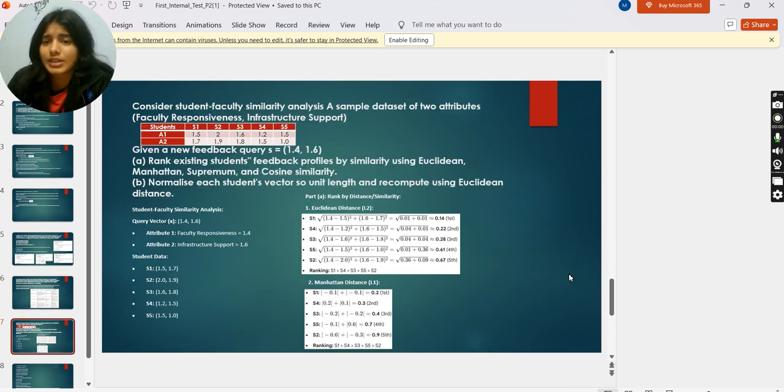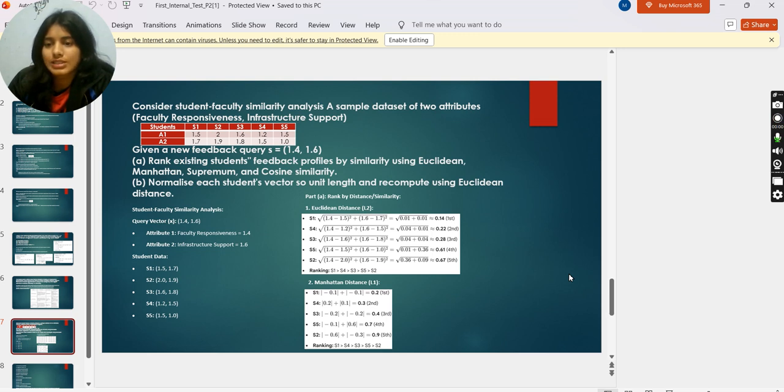Now consider student-faculty similarity analysis, a sample data set of two attributes: faculty responsiveness and infrastructure support. We have students S1, S2, S3, S4, S5 as the student data. Given a new feedback query S equals 1.4, 1.6, rank existing student feedback profiles by similarity using Euclidean, Manhattan, supremum, and cosine similarities. Normalize each student's vector to unit length and recompute using Euclidean distance.